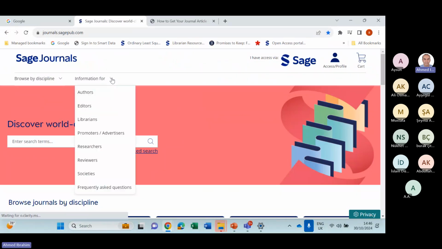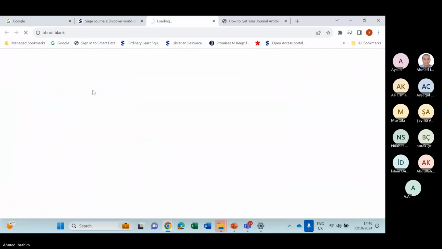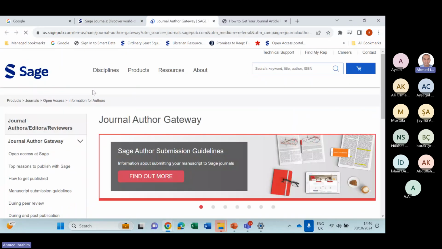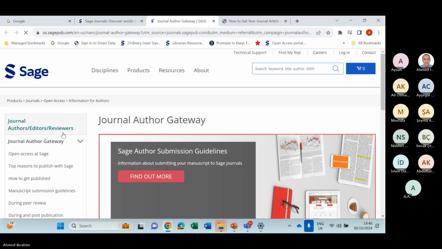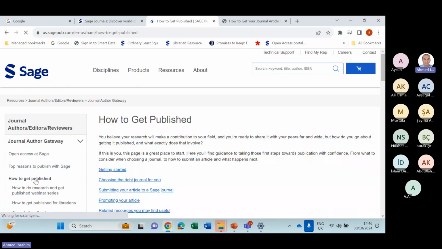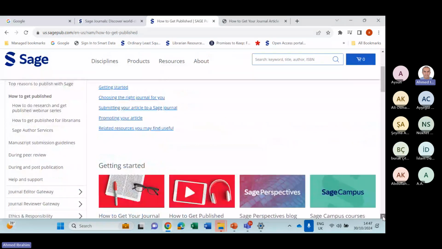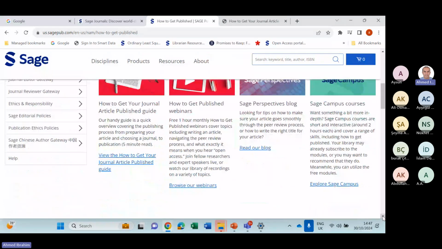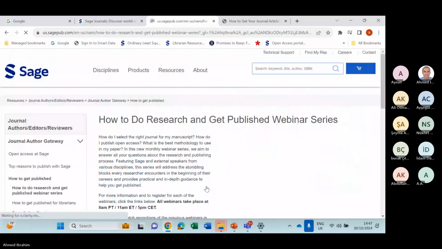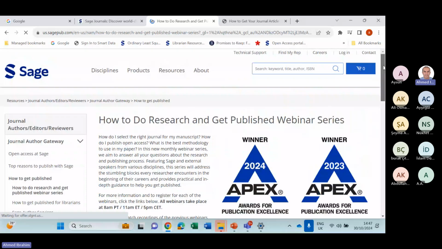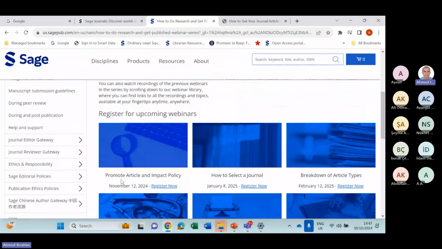So here, we have information for authors, how to get published resources, getting started. Here there are some webinars you may like to register in. We have one webinar hosted every month. So in the coming webinars, in November, you have a free webinar, Promote and Impact Policy. You can register now for free.